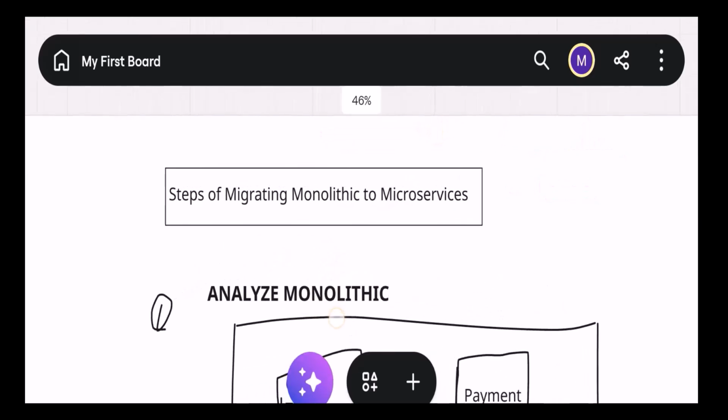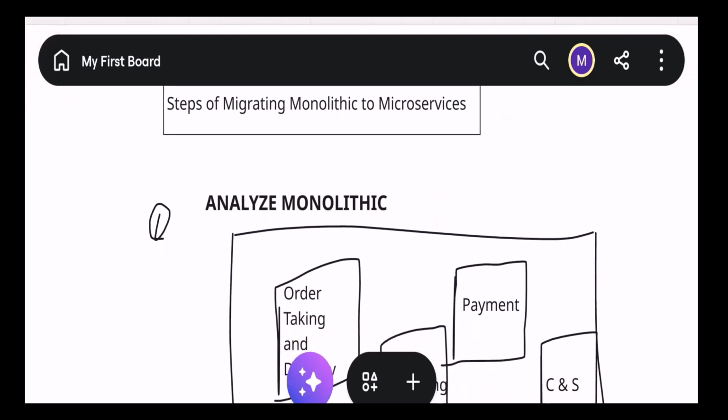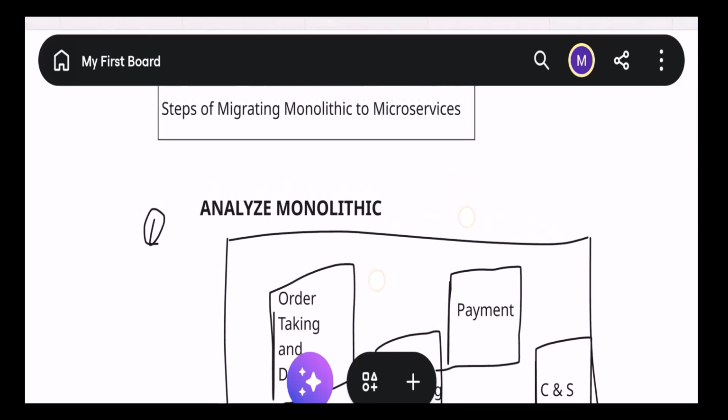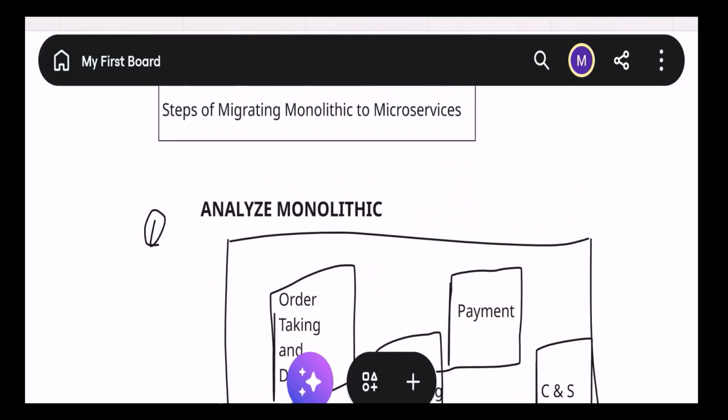And see, it is a set of processes and we have to do it step by step in a sequence. So the first step is that we have to analyze the monolith. I will explain these concepts with the help of a real-world analogy of a restaurant first, and then I will discuss each step by considering a software world example.